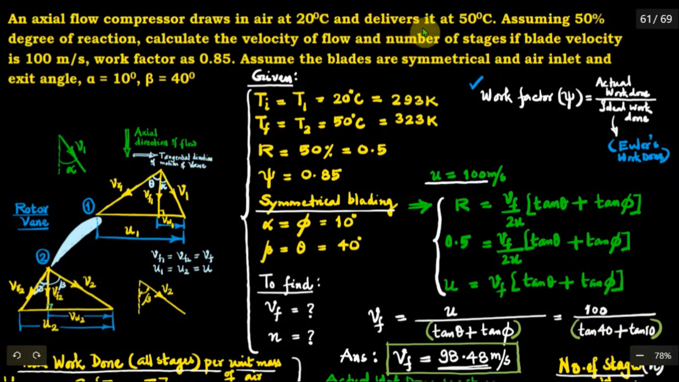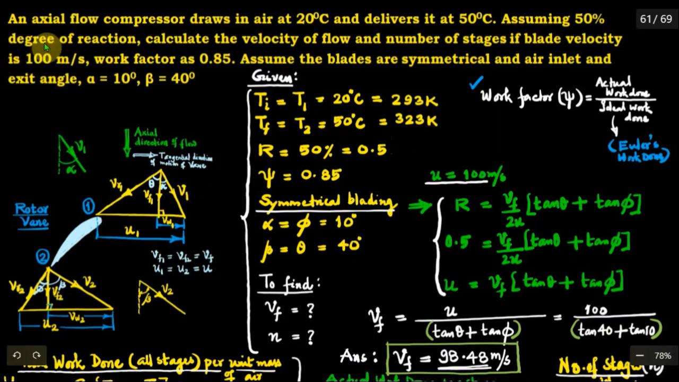And then the compressor delivers air at 50 degrees Celsius, that is the temperature of the compressed air at outlet. T final, which can be denoted by T2, is equal to 50 degrees Celsius plus 273, which gives you the temperature in Kelvin, 323 Kelvin.